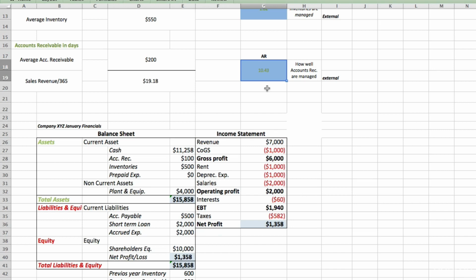Also, sometimes when we see an increasing accounts receivable in days, it means that, for example, we changed our policy. If we allow customers to pay in 60 days instead of 30 days, as you can imagine, this is going to increase the collection period and therefore is going to give more liquidity to the company.